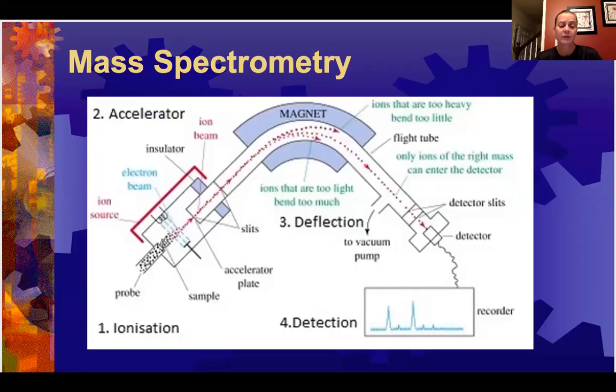Here's how it works. We ionize our sample, send it through a beam of electrons in order to charge it, and then we accelerate that beam. Now we have these charged particles and we send them through a magnet. That magnet is going to cause those charged particles to bend, to change their path. If they are heavier, they bend less. If they are lighter, they bend more, and so that allows us to separate them by their size when they hit the detector at the end.